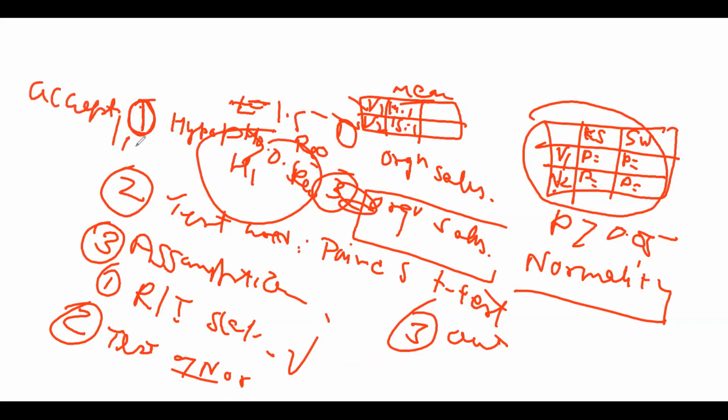And what was your H0? That there is no effect of this reorganization on organization sales. So you can simply say that this reorganization, or this particular advertisement or promotion, has no effect on this organization's sales. That is your conclusion. So this is the overall process.